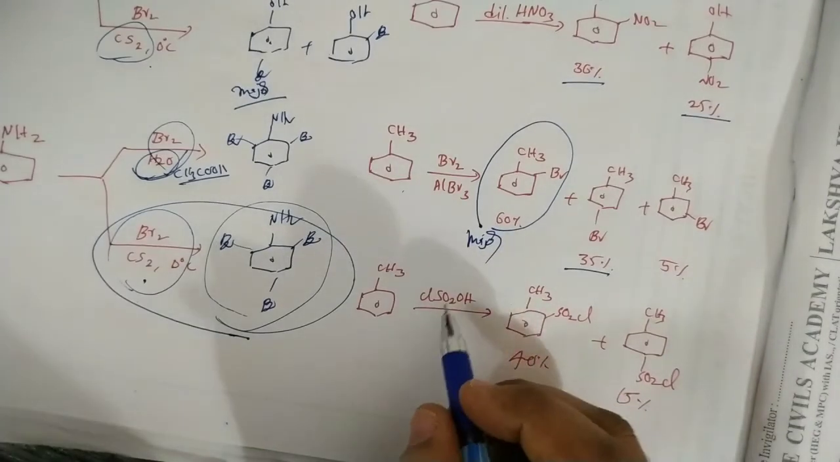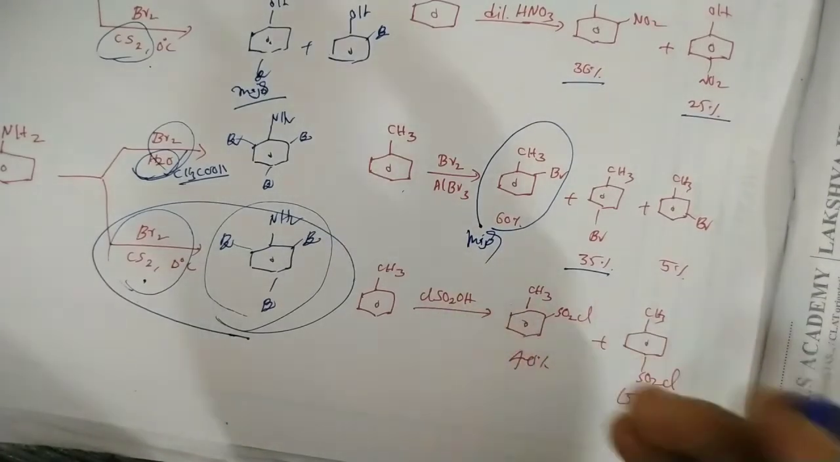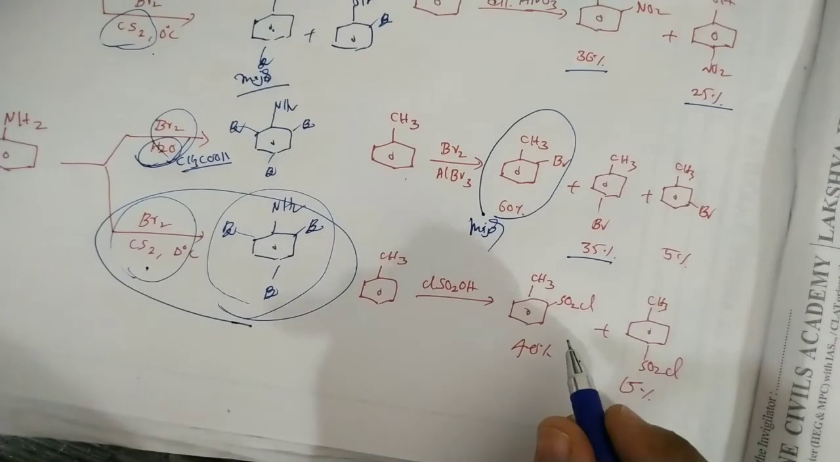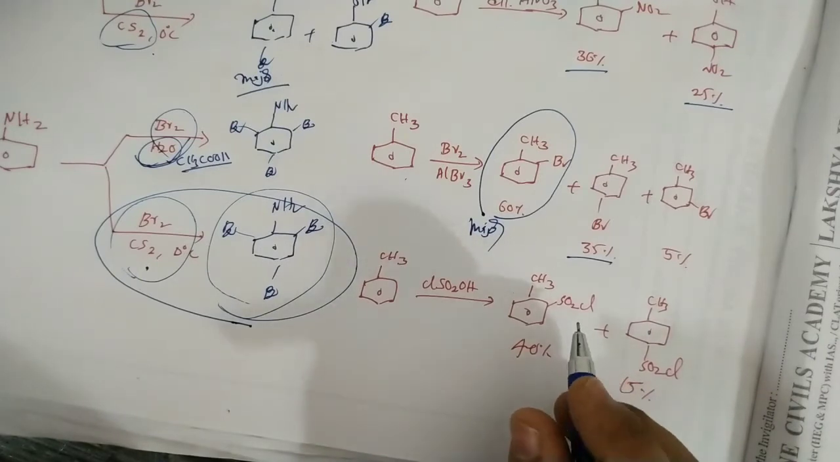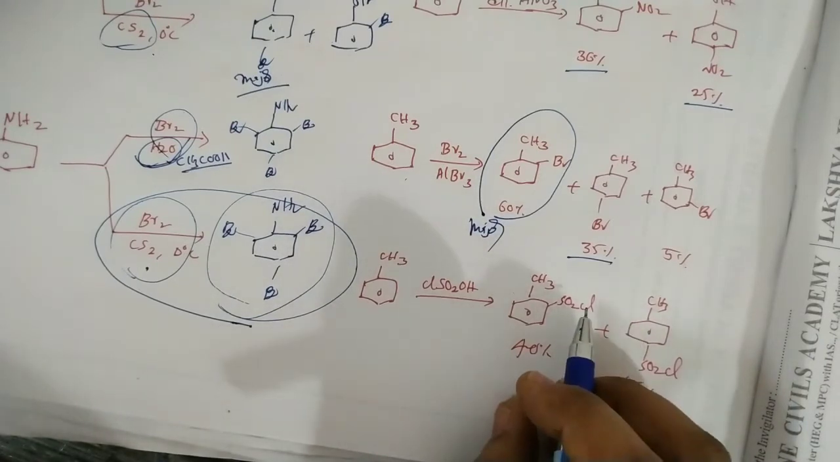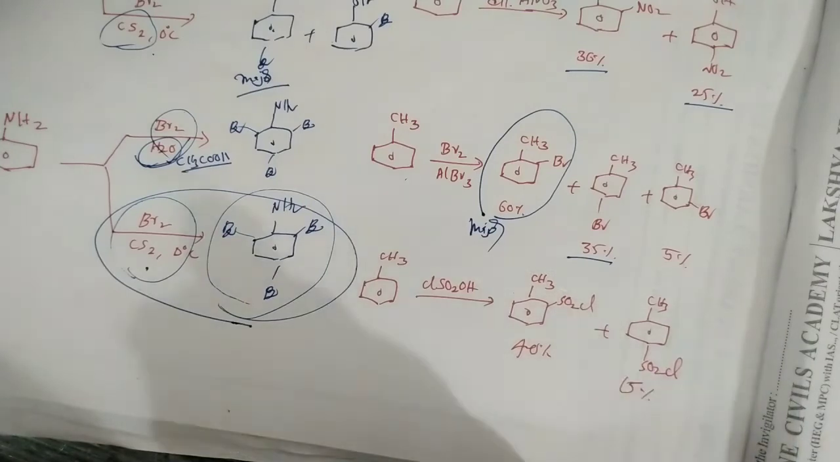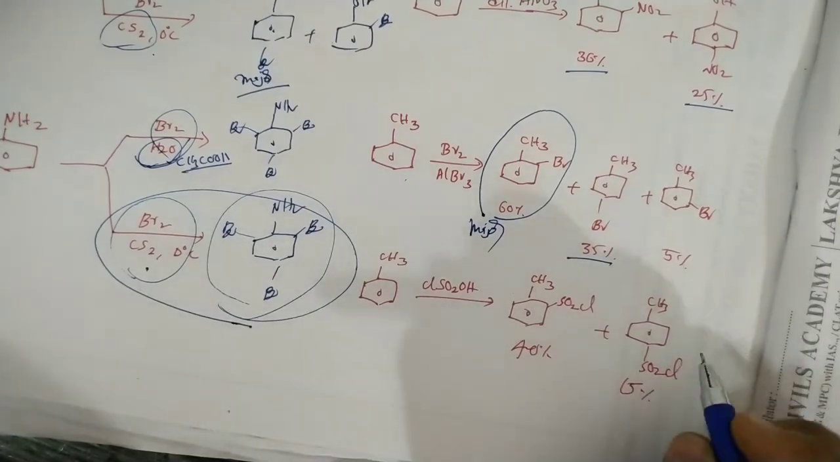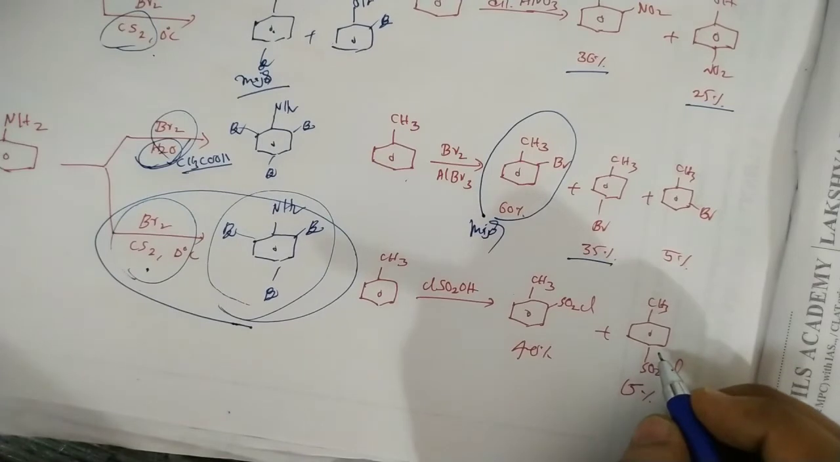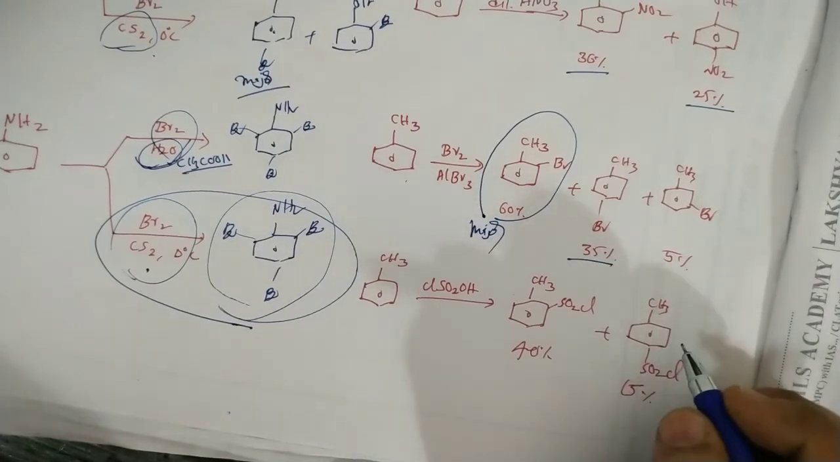Now next one here, toluene on reaction with chlorosulfuric acid. Here we will get the chlorosulfonyl chloride compound. So in this case you know that this is PTS, para-toluenesulfonyl chloride, that is nothing but the Hinsberg reagent. You know that.